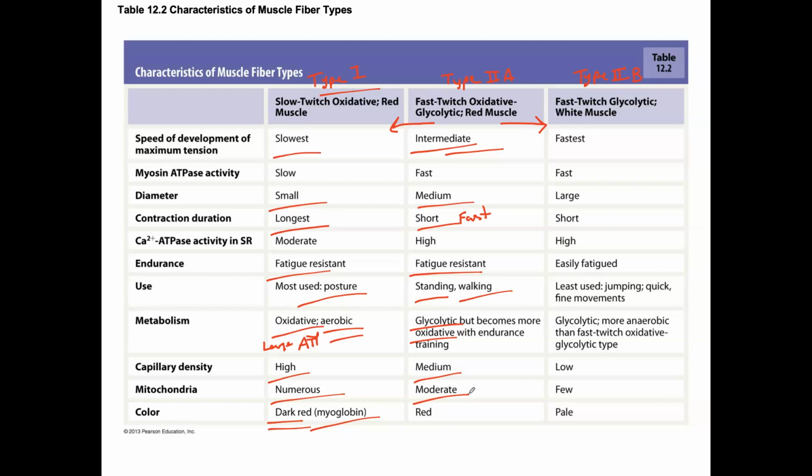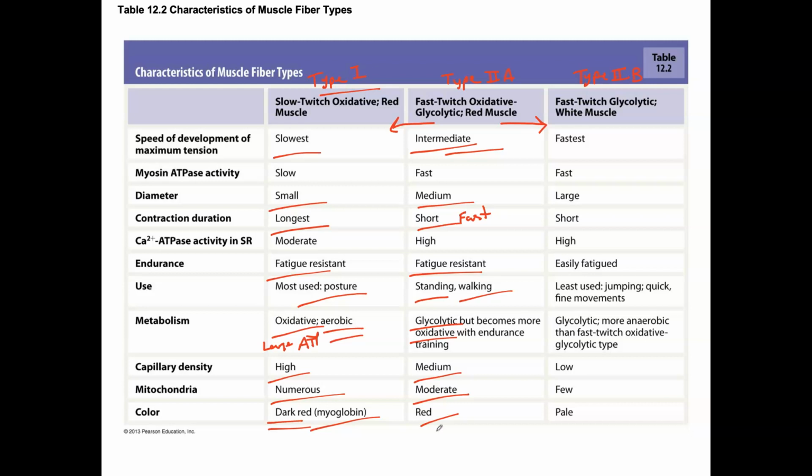And their myoglobin content is going to be less than your slow twitch cells, but they still have myoglobin to carry oxygen. And so you are going to see some of that red coloration with the myoglobin and oxygen within these fast twitch oxidative glycolytic cells, these type 2A cells.